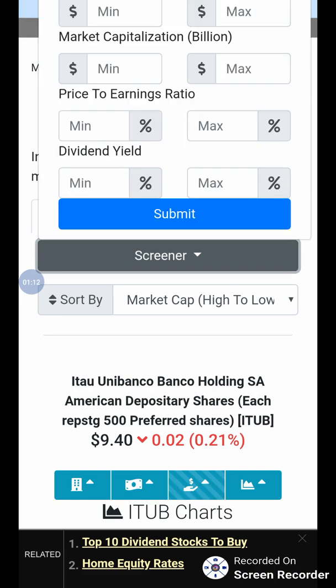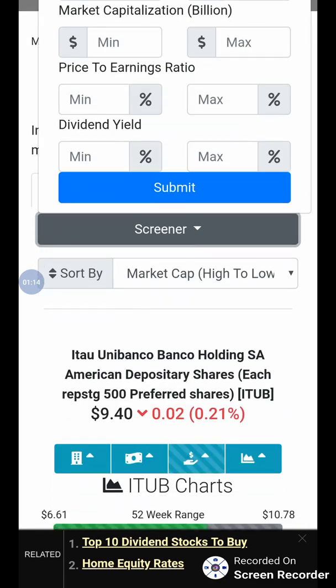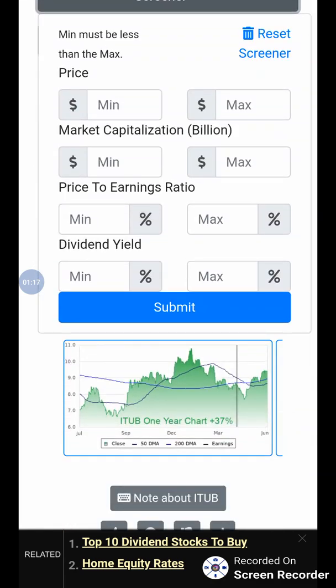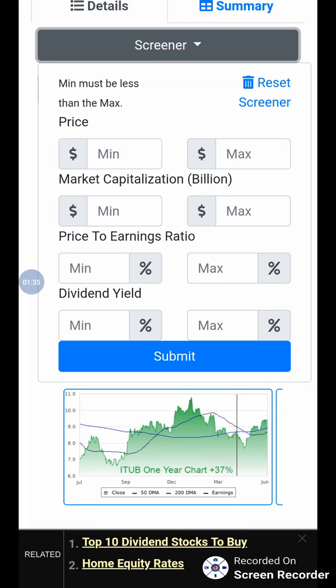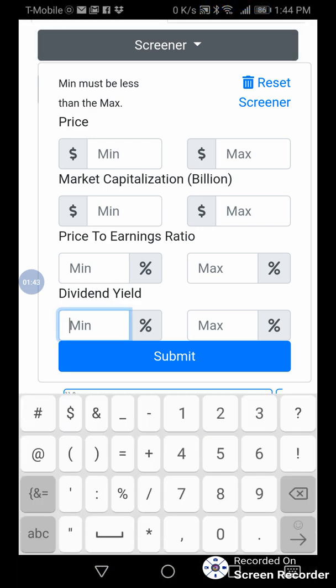Let's look at the screener. We go into the screener and we have several things that we can look at, if you're interested in market capitalization or price to earnings ratio or dividend yield. In this particular case we wanted a dividend yield somewhere around 10 to maybe 25%. So let's just say we want a minimum of 10%, and not to get too outlandish, let's put in 18 just as a first cut.